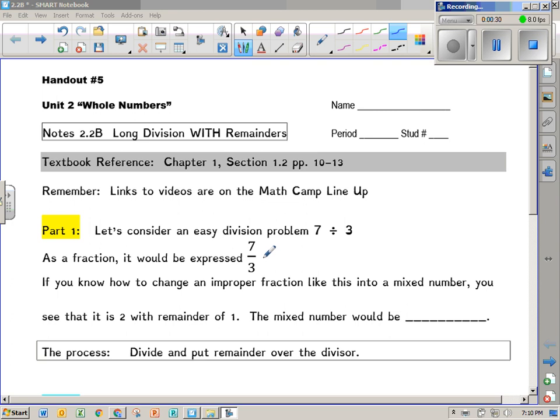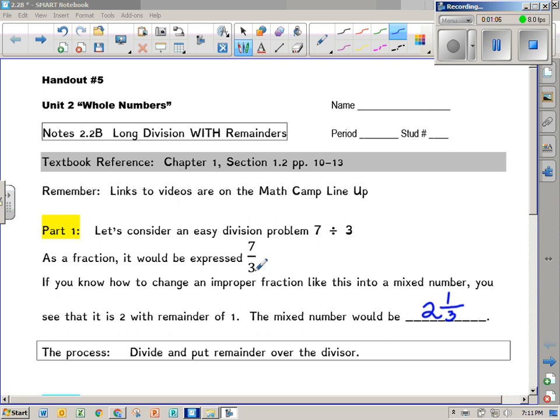And if you remember how to convert an improper fraction, where the number on top is bigger than the number on bottom, into a mixed number, where you have a whole number and then a fraction, if you divide 3 into 7, you see that it goes 2 times, and it has 1 left over. So the mixed number is the whole number 2, your remainder 1, over the original denominator, which always stays the same. So 2 1/3 is the same thing as 7 divided by 3, or 7/3.